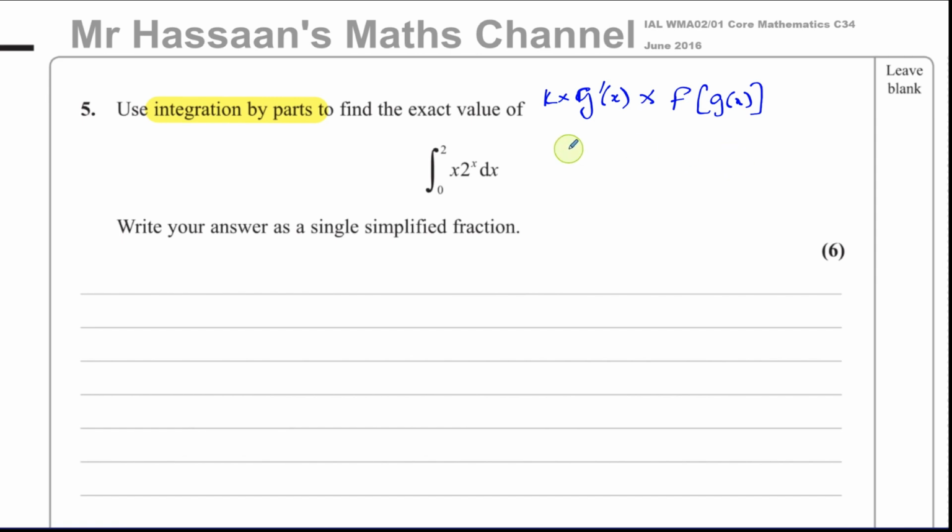Why? Because the chain rule, for example, if I take an easy example, x cubed plus 4 to the power of 5, and differentiate this, I have 5 times x cubed plus 4 to the power of 4, then multiplied by 3x squared. So in the end I get 15x squared times x cubed plus 4 to the power of 4.